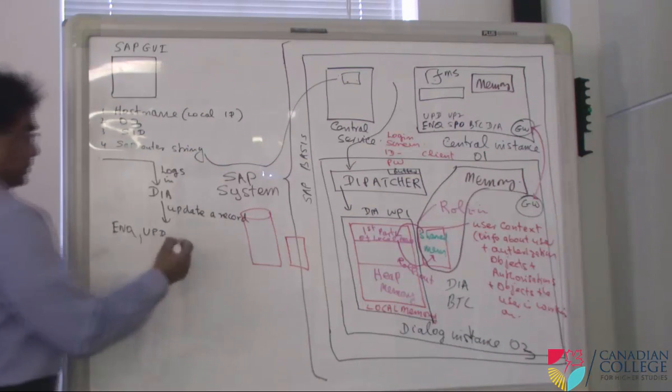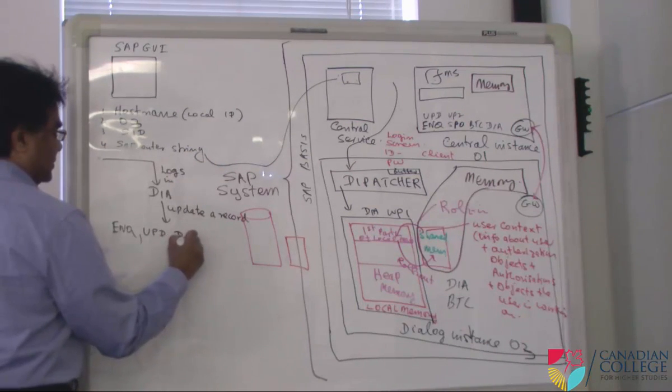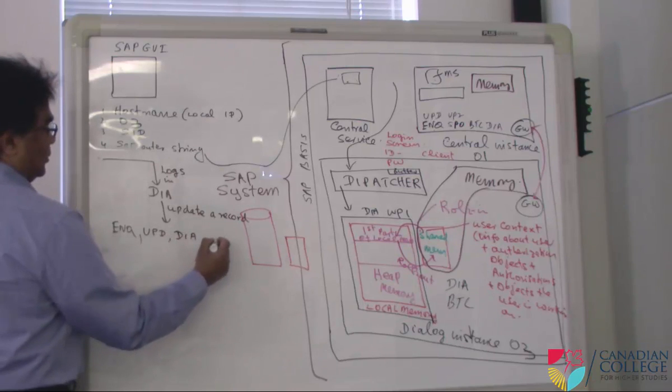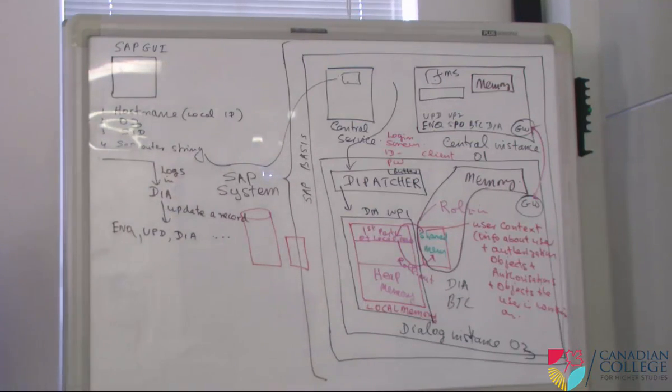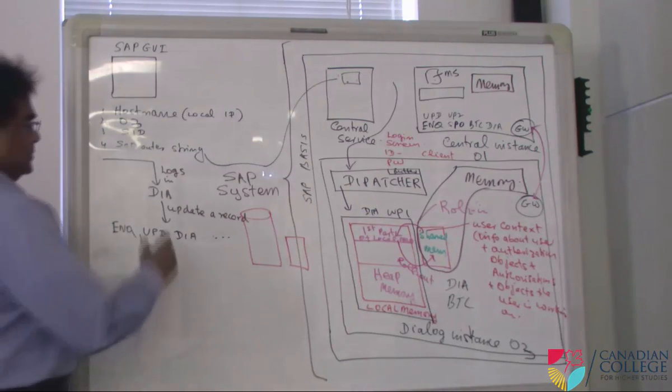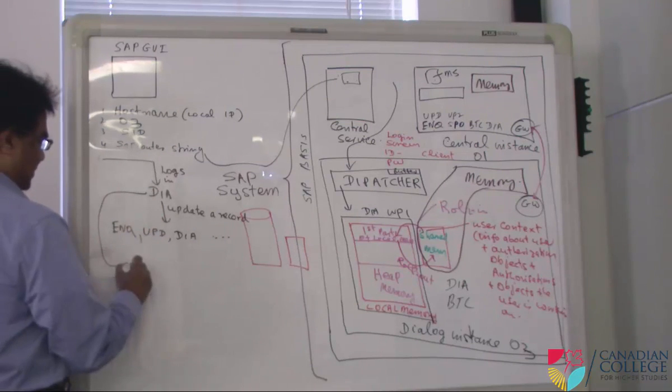And all this coordination has to be done by the dialog work process. Sometimes you may be doing something in the background, so the background work process also may help you. If this is done in the background, you are updating hundreds of records, thousands of records, millions of records in the background. So background also helps you, right? Now the user is doing only a background job.